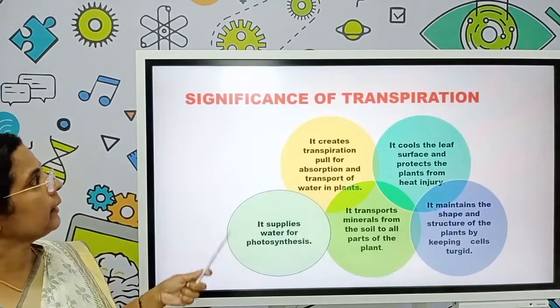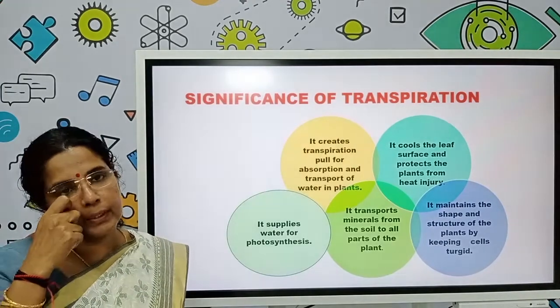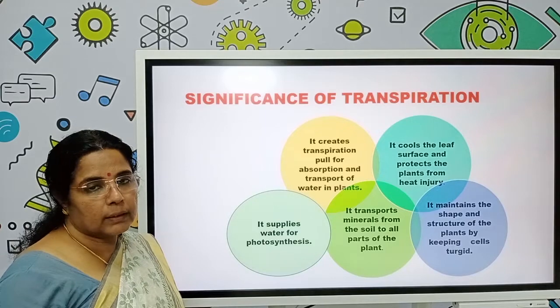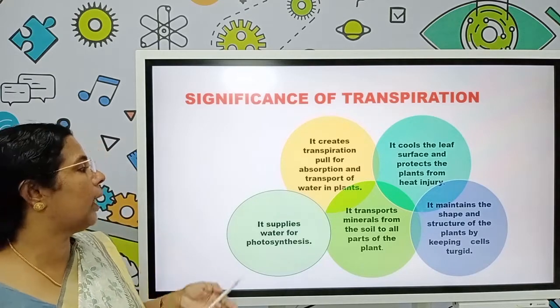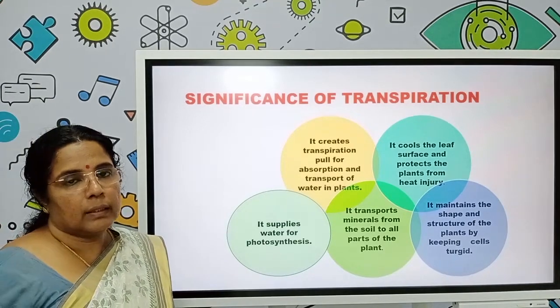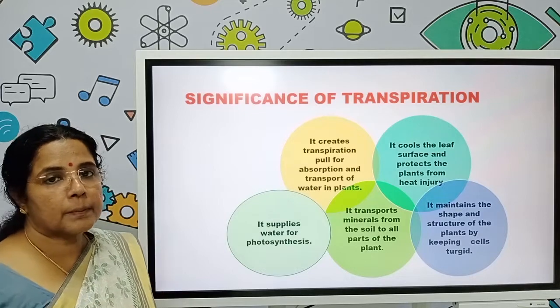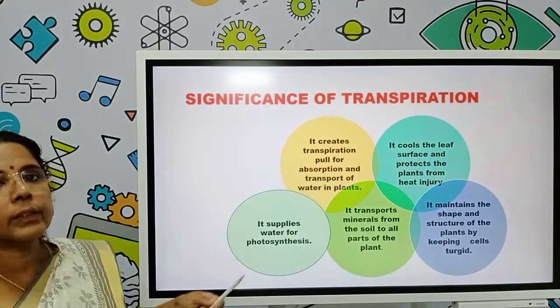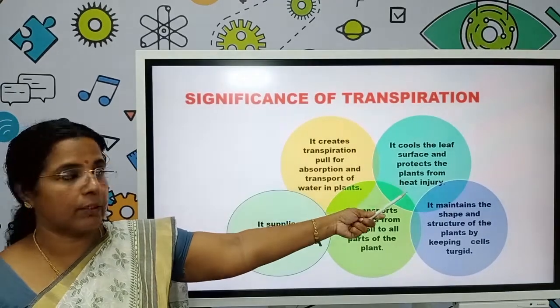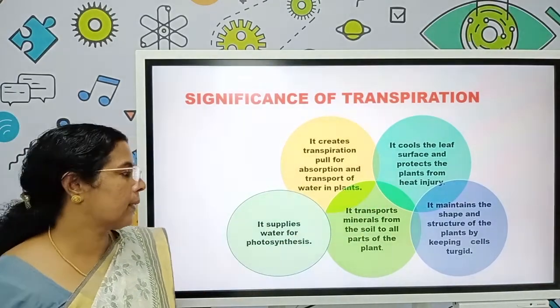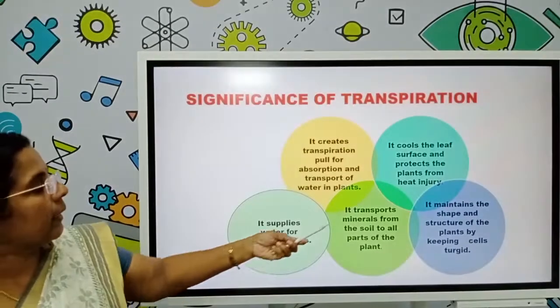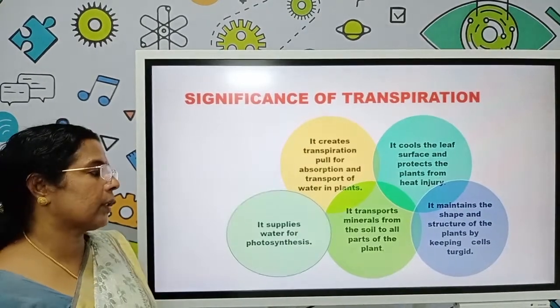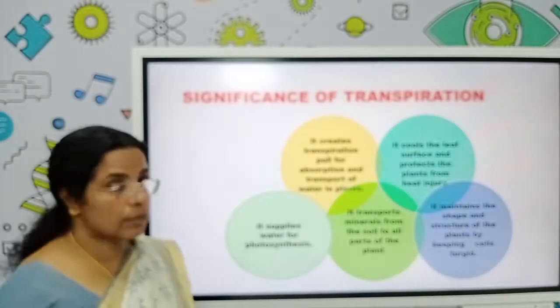Then, what is the significance of transpiration? Transpiration helps in the transport of water and minerals in plants, and also in the transport of water for photosynthesis, and it also cools the plant. It gives a cooling effect to plants, and it maintains the shape and structure of the plants by keeping the cells turgid.